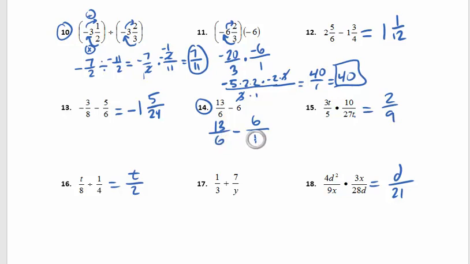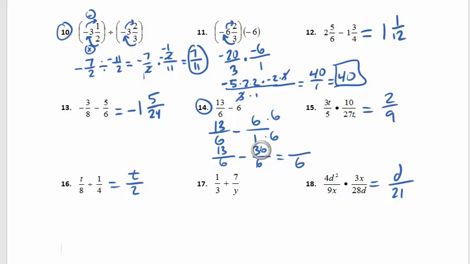I can easily multiply this times something to make it 6. So the first fraction would stay the same. Second fraction, I would multiply the top and the bottom by 6. That's my missing multiplier there, so that would be 36 over 6. Now I'm ready to subtract. When I subtract or add, denominator stays the same. So that's going to be 6, and now I'm just going to focus on the numerators.